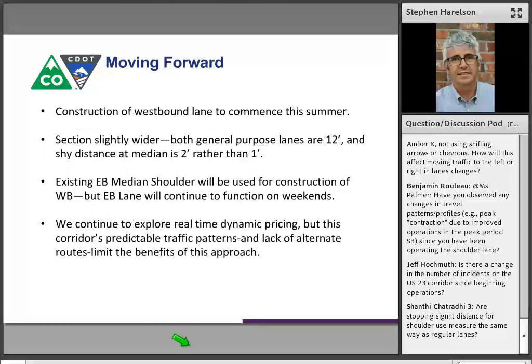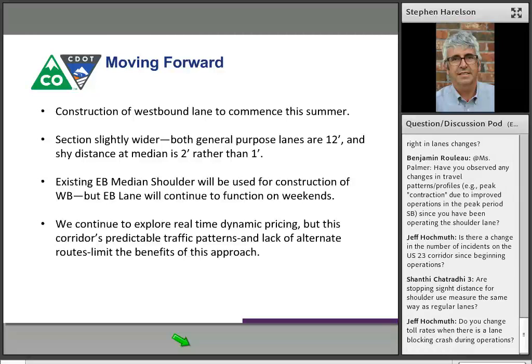Moving forward, we have the westbound lane under advertisement right now. The bids are going to open Thursday. The section is slightly wider, as I discussed. We're doing 12-foot general purpose lanes and a 2-foot shy distance at the median. We're going to be able to use the eastbound median shoulder for construction, similar to what Minnesota was talking about. It's extra space for construction, so it's going to make our westbound construction go smoother.